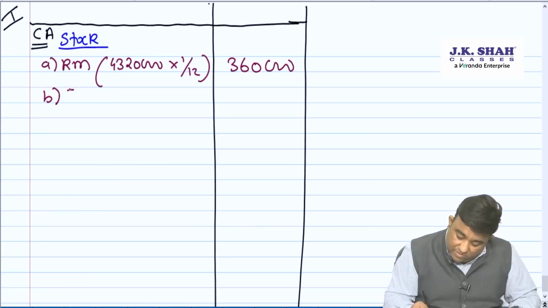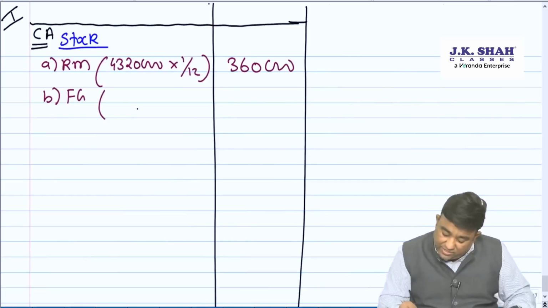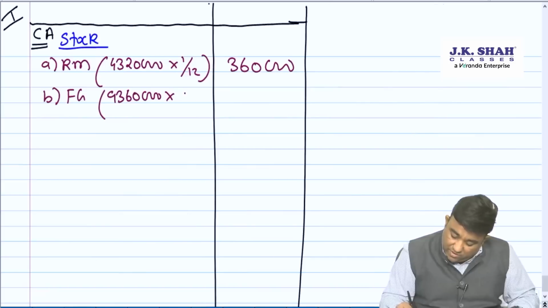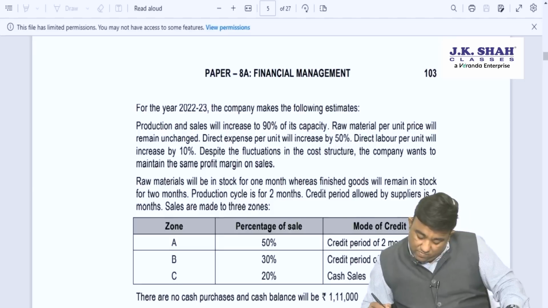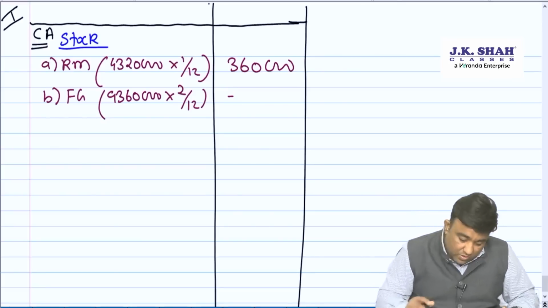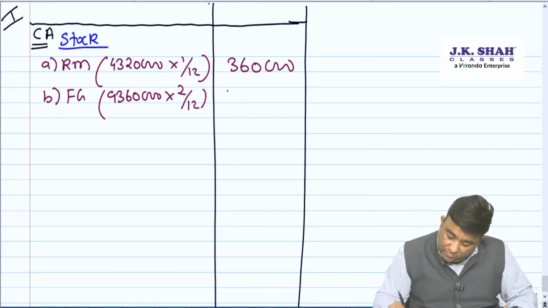B is finished goods. Finished goods is computed on cost. There is 93 lakh 60,000. And the terms are 1 month. Let me check out. For 2 months. I'm sorry, this is 2 months. 93 lakh 60,000 divided by 12 into 2. It is 15 lakh 60,000.